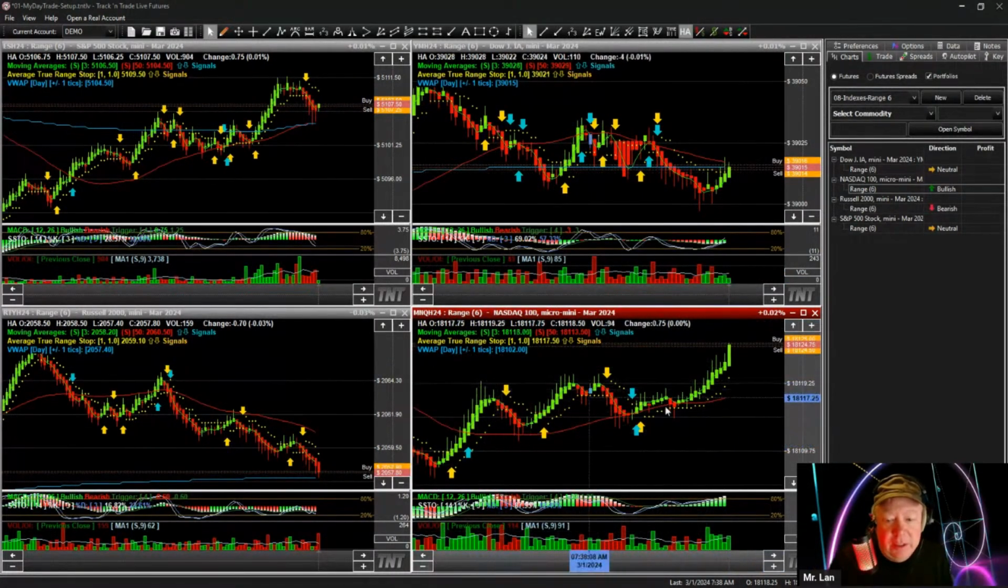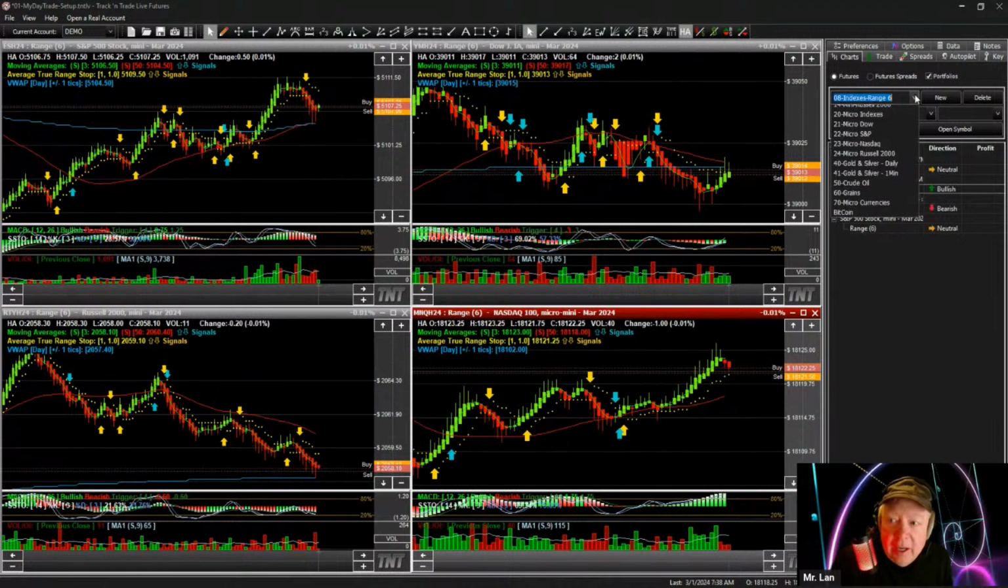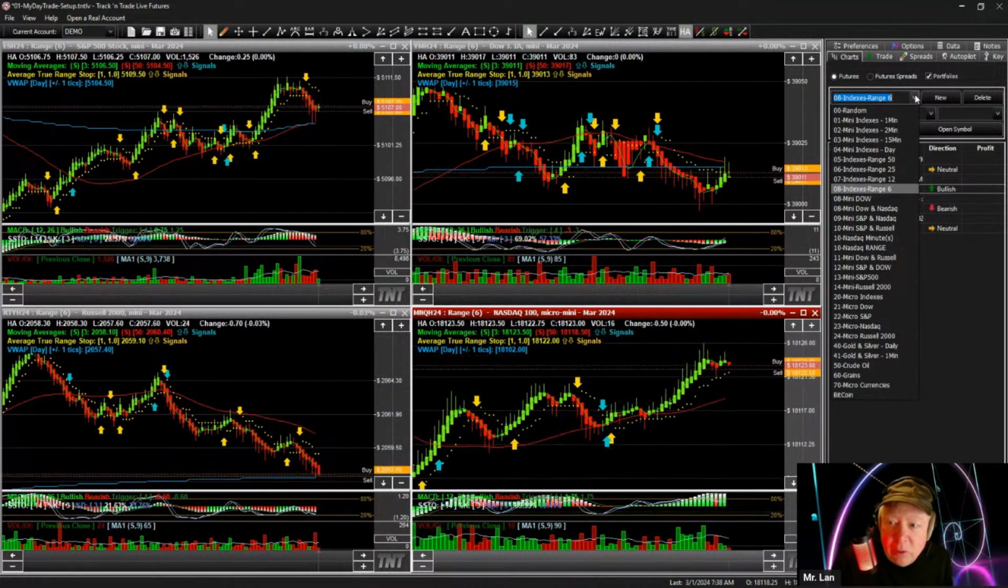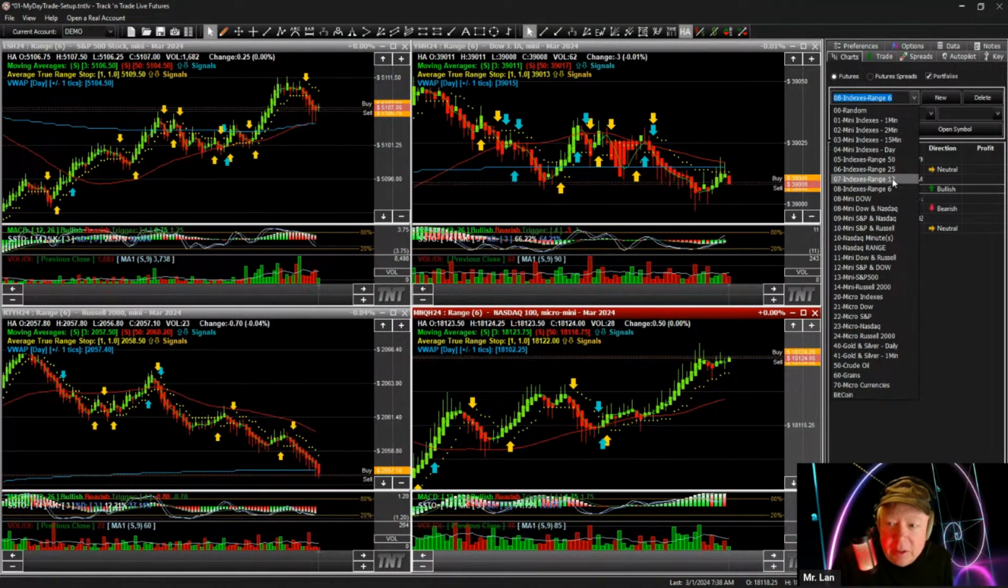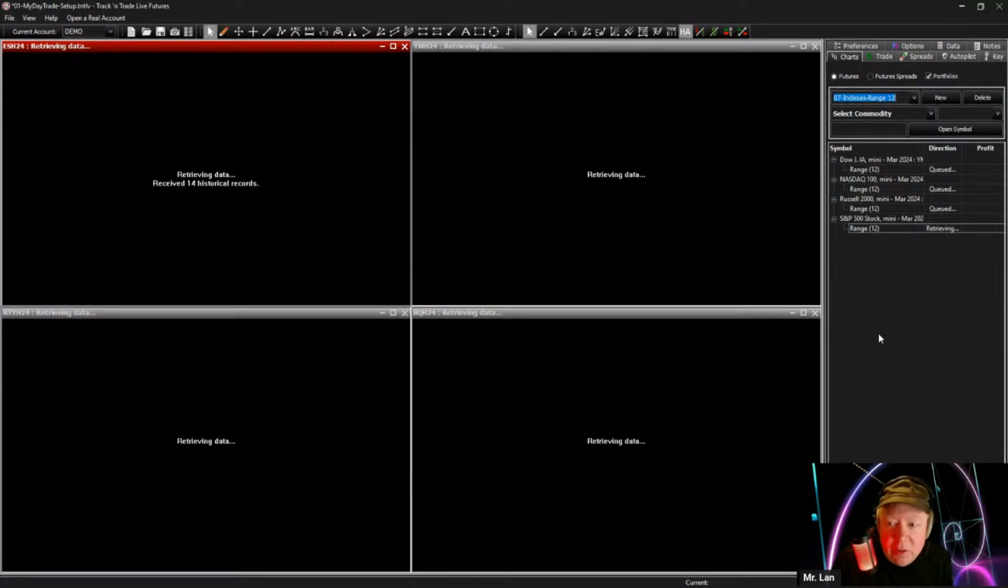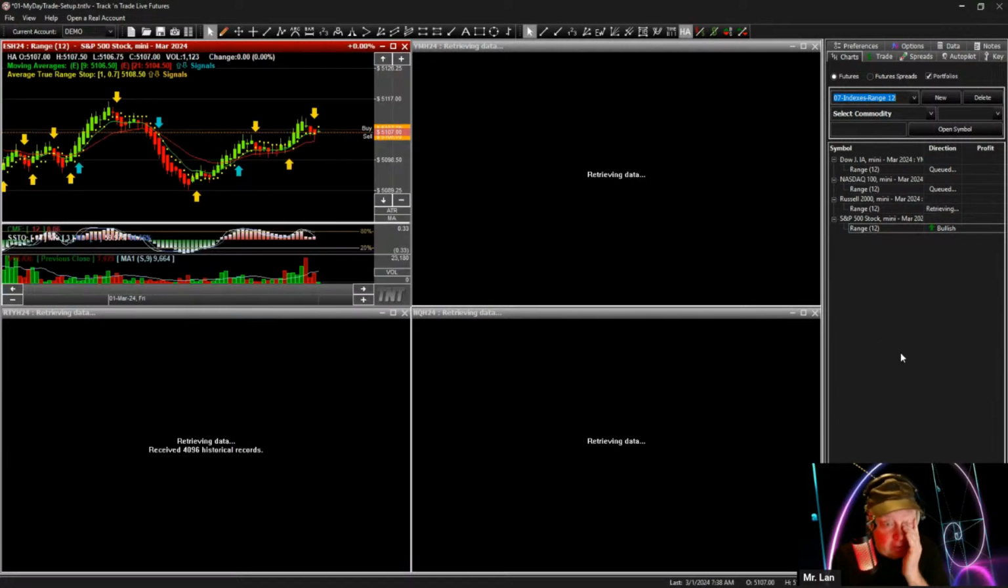Well, this range bar 6 is going a little bit too fast. Now, yesterday I said that, and the comment was, well, turn it up, Lan. We don't need to be at range bar 6. Let's go up to a higher range bar. Okay, there's range bar 12s. See if that'll slow it down a little bit.